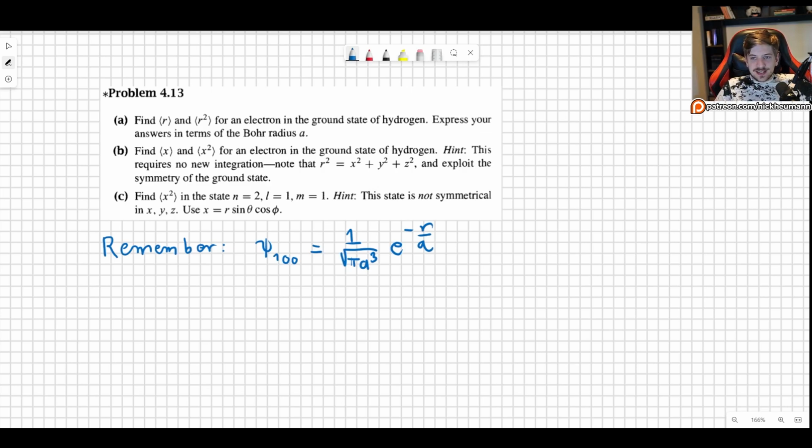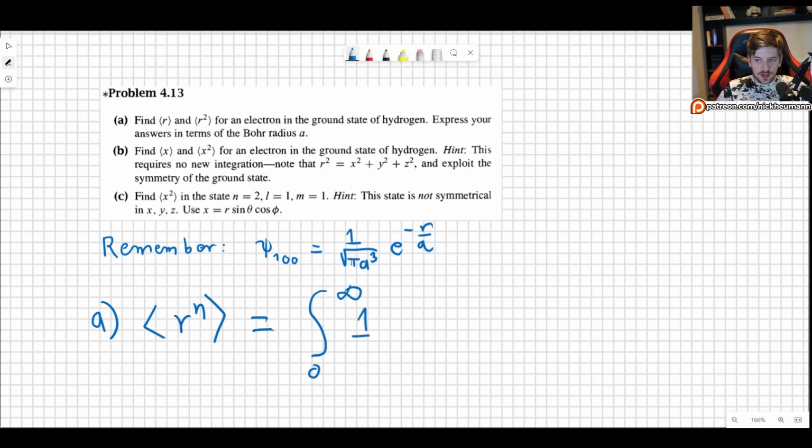So let's do this just step by step. So part A, we want to find the expectation value of two different powers of r. So it could be useful, and it will be useful, to just see this in general just a little bit. So the expectation value of r to some arbitrary power n, this is simply the integral from 0 to infinity of our wave function squared, so 1 over pi a cubed e to the minus 2r over a.